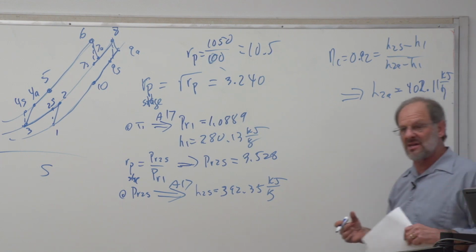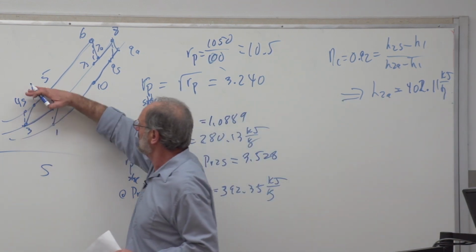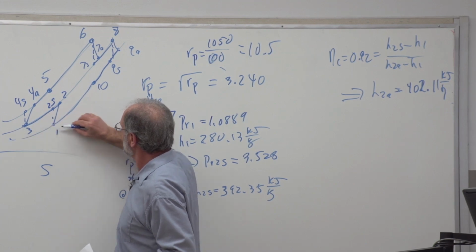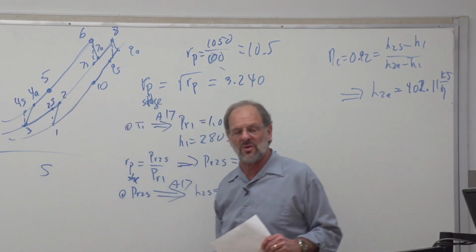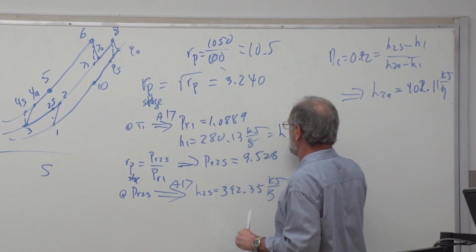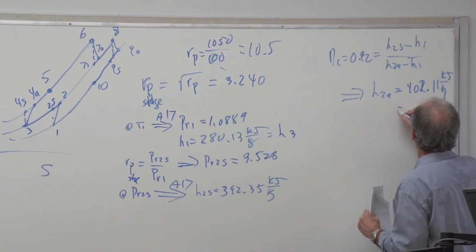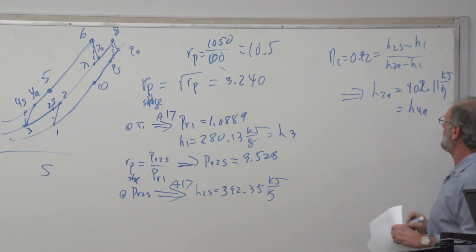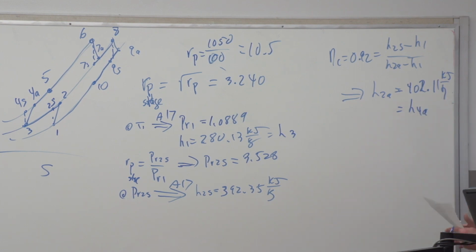Let's also keep in mind that because of the nature of our intercooling, the temperature at 1 and 3 is the same, the temperature at 2 and 4 are the same, the enthalpies are the same. So we found H1, but this is also H3. We found H2A, but this is also the actual enthalpy at point 4. So just keep that in mind. So we're actually done now with compression.